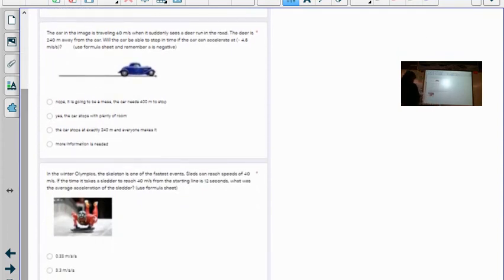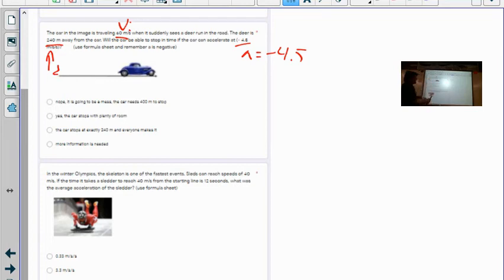So on this one, the car in the image is traveling 60 meters per second. That is VI. It suddenly sees a deer running in the road. The deer is 240 meters away. That's my distance. Your acceleration right there equals negative 4.5 meters per second per second. The other important thing on here, the distance is 240 meters.